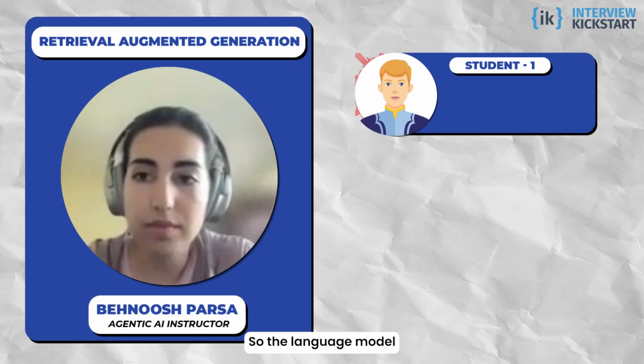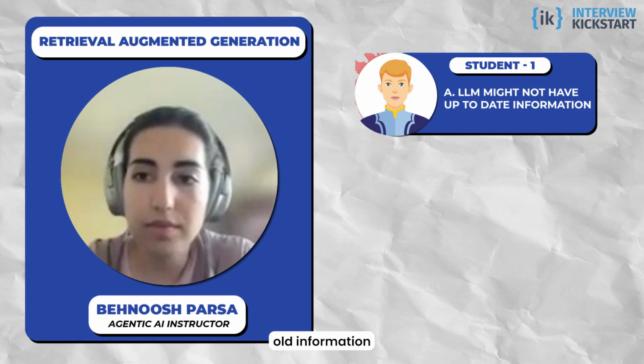The language model that we use to get a response to the user, because it is pre-trained, it is not currently learning or something like that. It is giving you old information. It may not be relevant to the date and time. So RAG plays a crucial part over here.